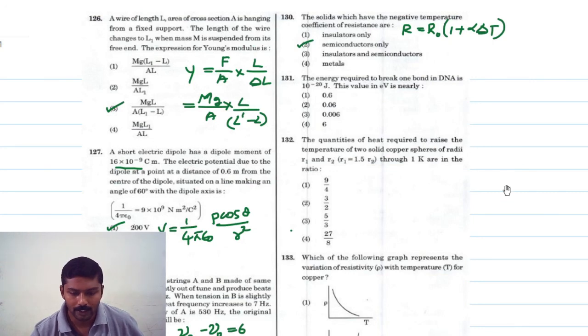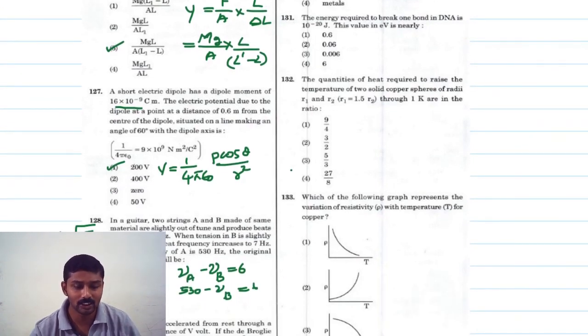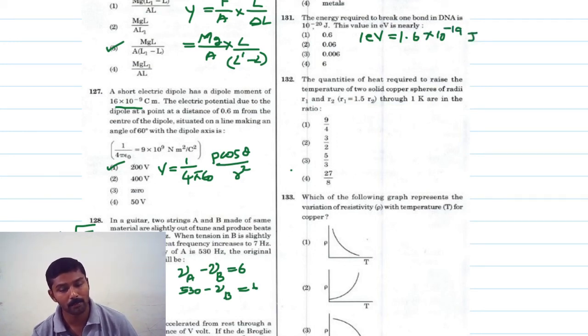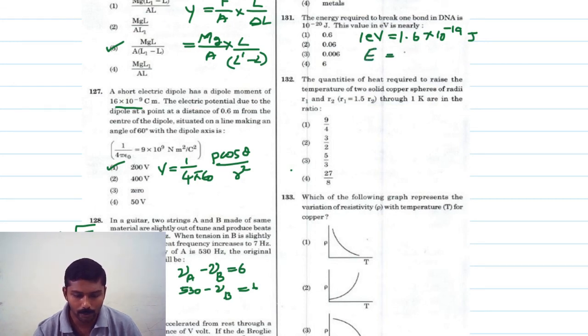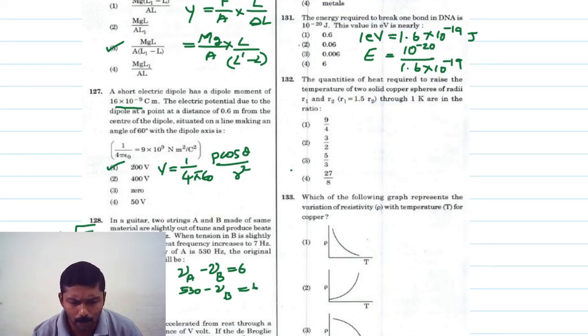Now the next question: the energy required to break one bond of DNA. That means the energy is given. The value of the electron volt: 1 electron volt is equal to 1.6 into 10 to the power minus 19 joule. If you want to convert 10 to the power minus 20 joule, you have to find the value of the energy in electron volt. That means you just have to divide 10 to the power minus 20 by 1.6 into 10 to the power minus 19. You are going to get 0.06, so the second option is the right answer.